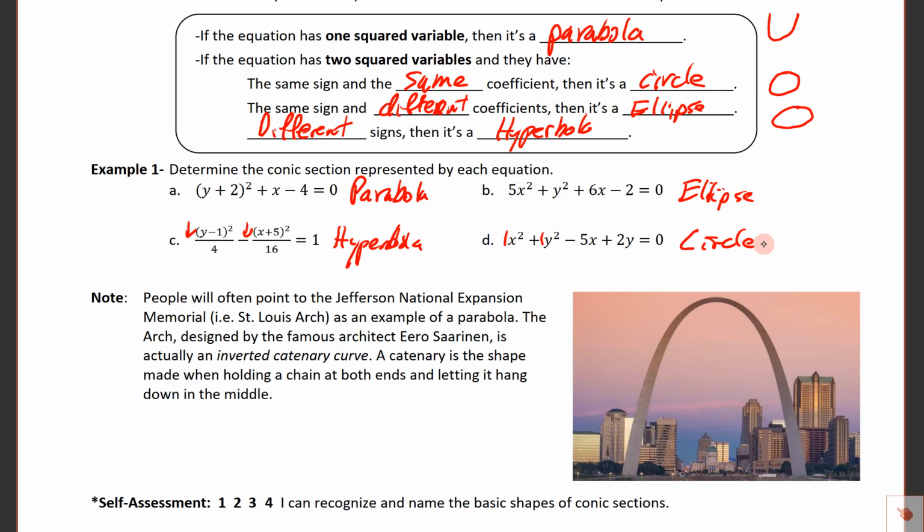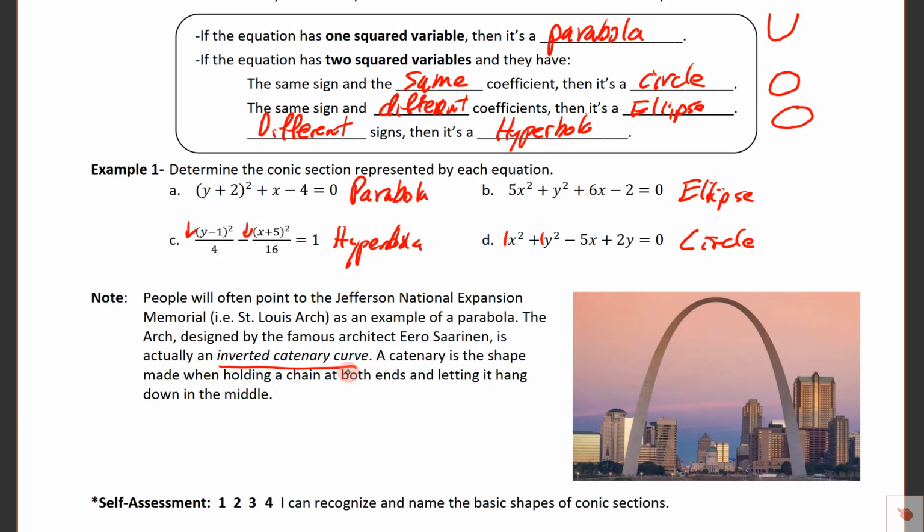Now, the only other thing I want to mention is that there are often times where people will see shapes in nature, or on signs or different things like that, and they'll say, oh, that's a parabola, or that's an ellipse, or that's a hyperbola. You have to be a little bit careful. What I've got right here is a picture of the St. Louis Arch. It's also called the Jefferson National Expansion Memorial. If you ever go there, it's really cool. Highly recommend that. A lot of people will look at this and say, oh, that's a parabola. It's actually not a parabola. It's actually what's called an inverted catenary.